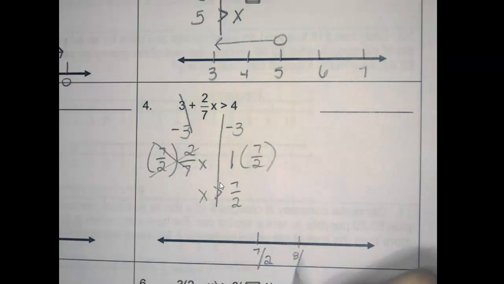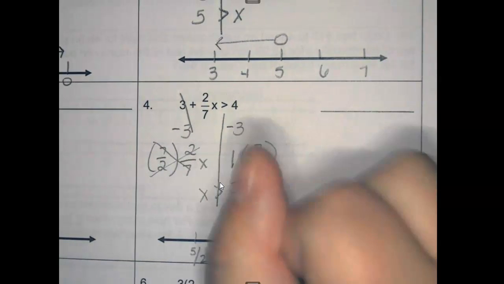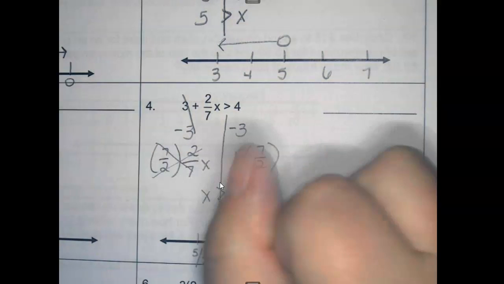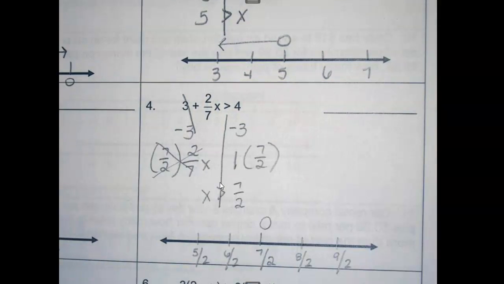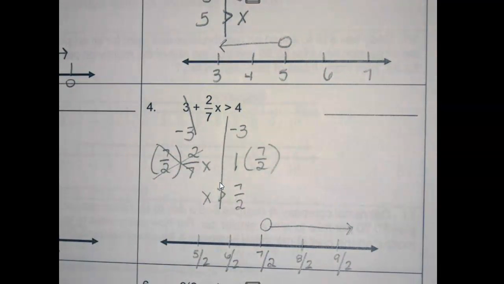I don't care if you change that to a decimal or keep it as halves. I'm good with all of those. I would not have changed it to a decimal in the problem because it's a repeating decimal, and we don't know how to multiply and divide by those. So it's going to be open. X is greater. It's going to go that direction.